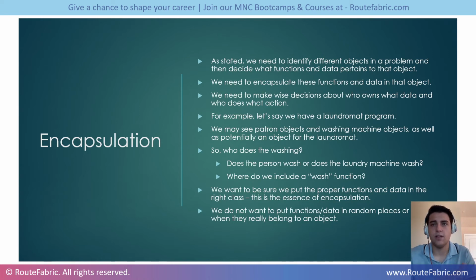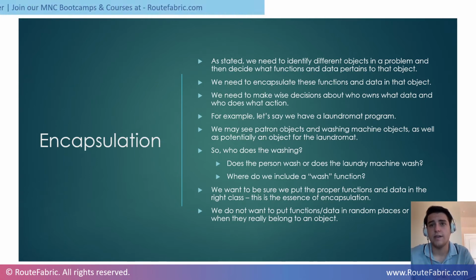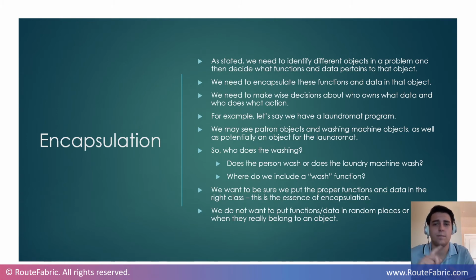So for example, let's say we have a laundromat program. We're thinking about a laundromat and we ask, okay, what objects do we have in a laundromat? Maybe we have a patron object, maybe we have a washing machine object, and maybe we actually have a store object for the laundromat. So who does the washing? Does the person wash or does the laundry machine wash? So where do we include a wash function? You can really make arguments for either here, but this is illustrating what encapsulation is all about.